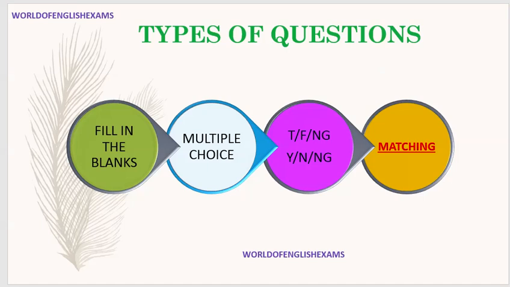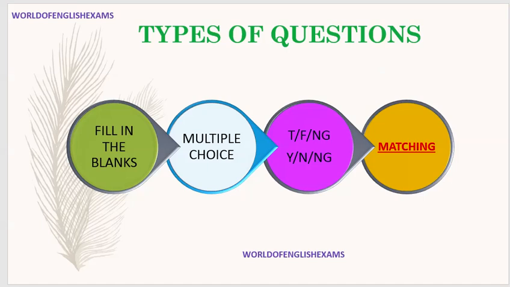And the second category is multiple choice questions. Under multiple choice questions, again you have 2 different subcategories, that is selecting one option out of 3 or 4 alternatives and then selecting 2 options out of 5 alternatives. So these are the 2 different types of multiple choice questions. Then we have true or false or not given, which is also called identification of factual information. Then there is yes or no or not given, which is identification of the claims of the writer.